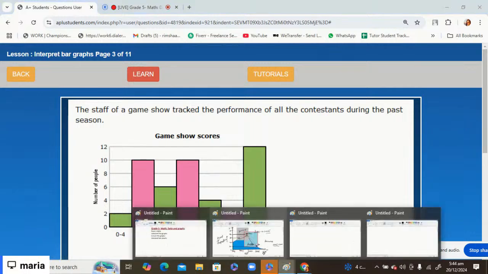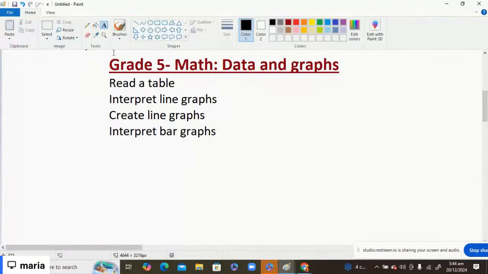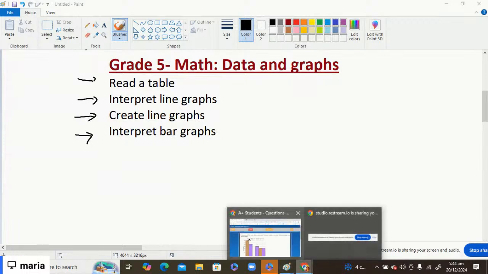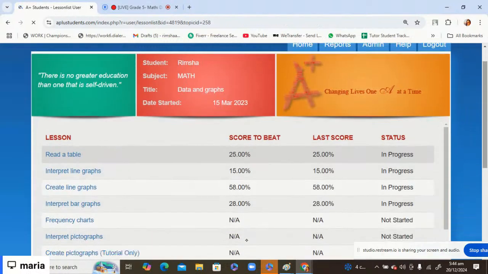So today we discussed grade 5 maths, and the chapter name is data and the graph. Here is the list of lessons: read the table, interpret the line graph, create line graph, and interpret the bar graph. You can find all the lessons on aplusstudent.com. You have to log in using the email and password provided by the administrator.